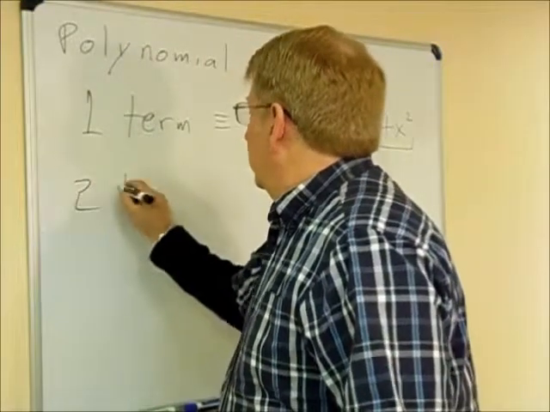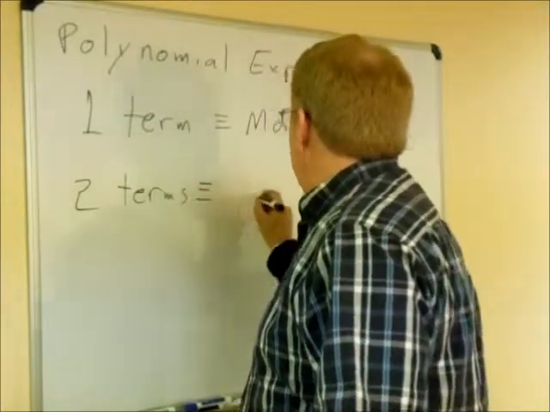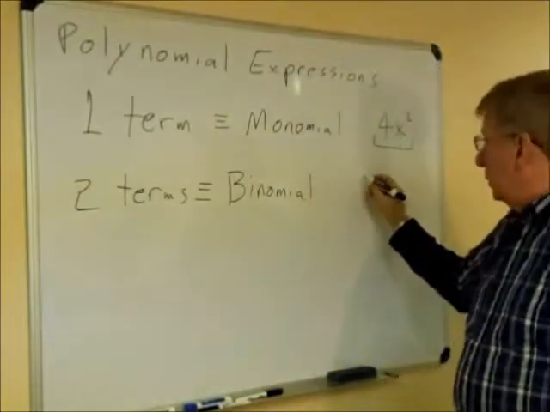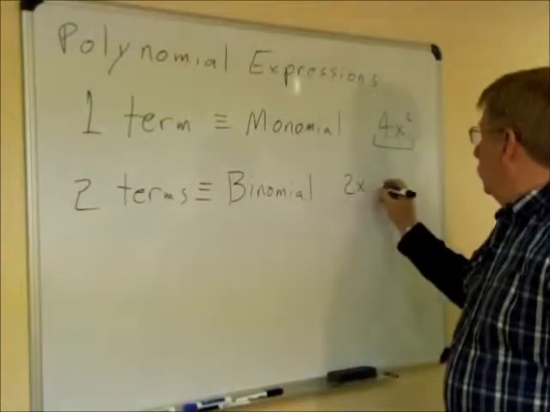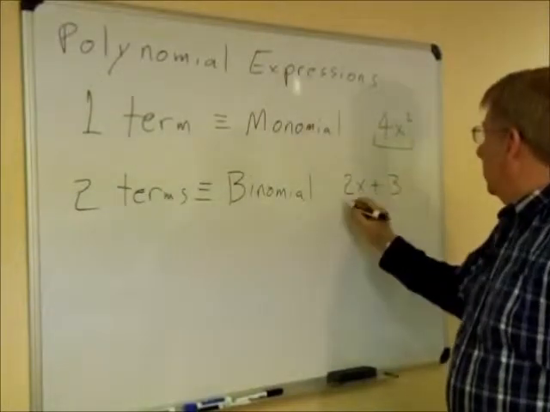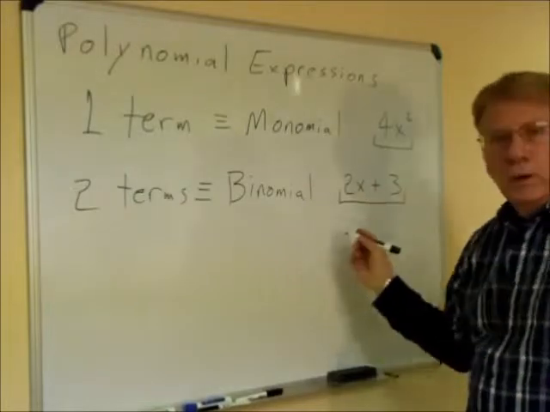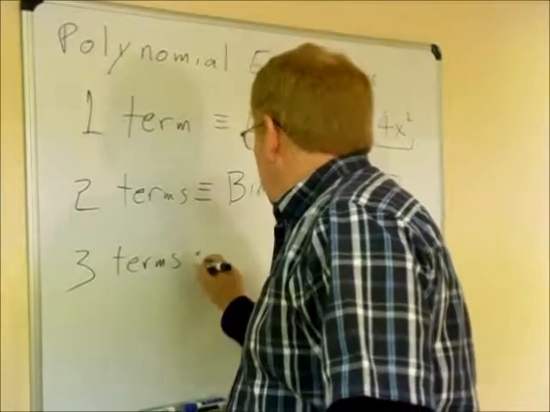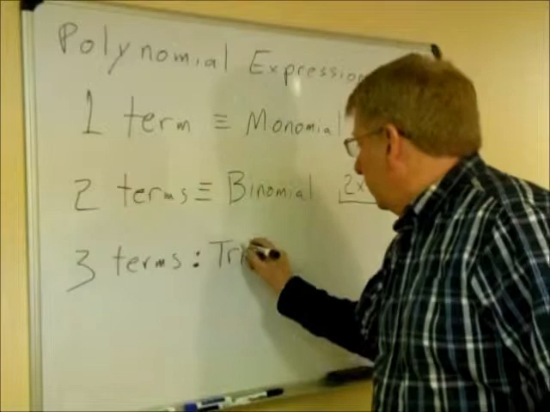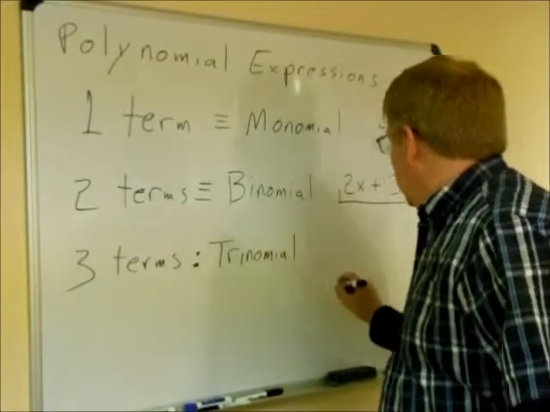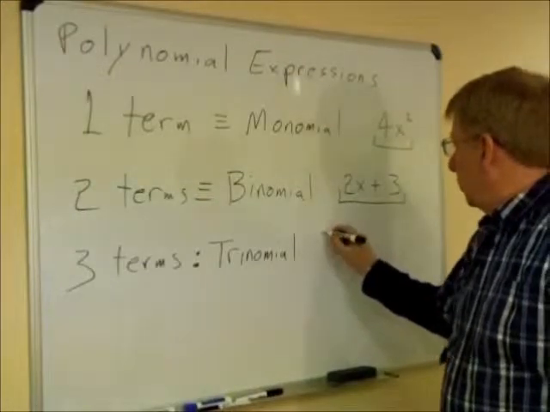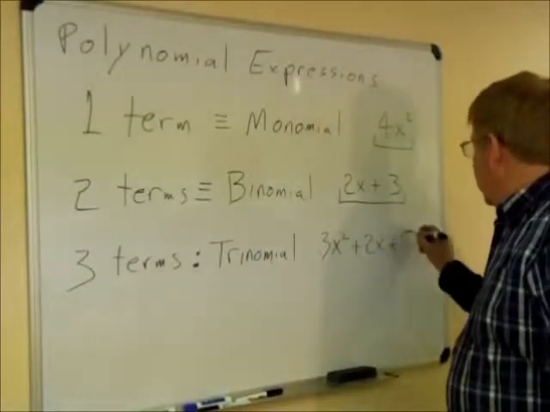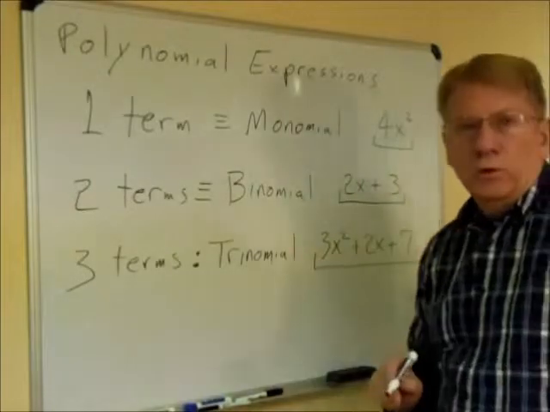If we have two terms, we call that a binomial. And that could be something like 2x plus 3. There we have two terms, so it's called a binomial. If we have three terms, that we would call a trinomial. An example of that could be 3x squared plus 2x plus 7. There we have three terms, so it's called a trinomial.